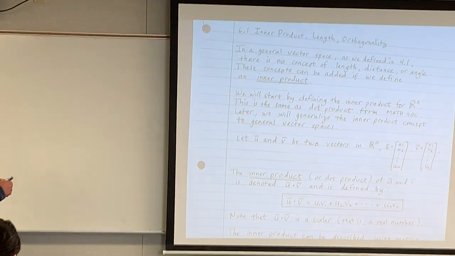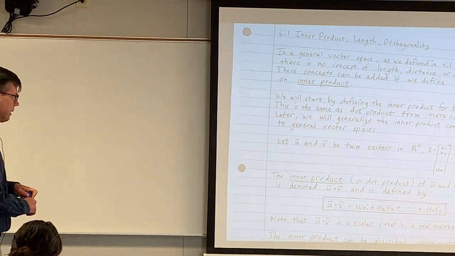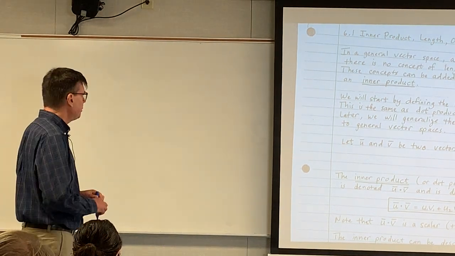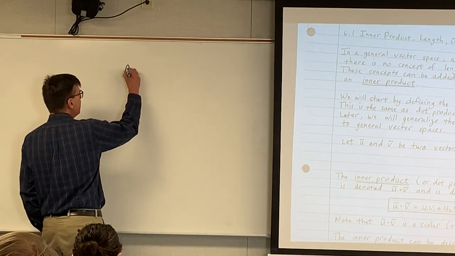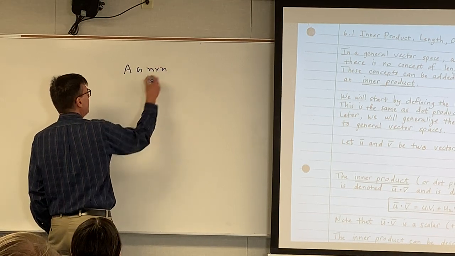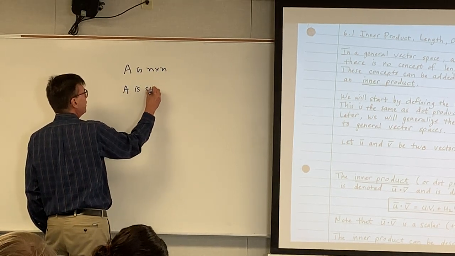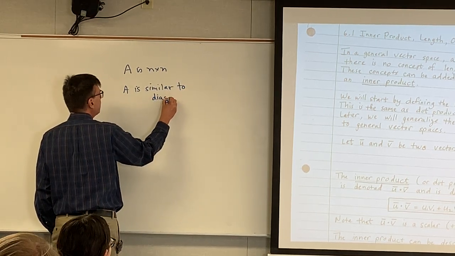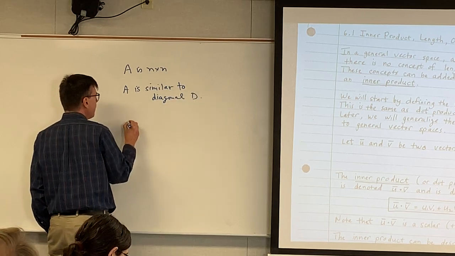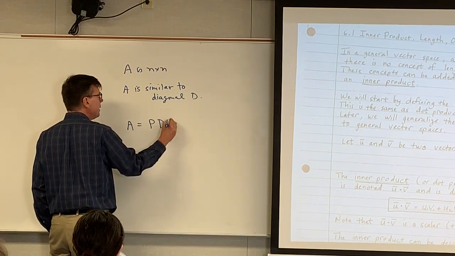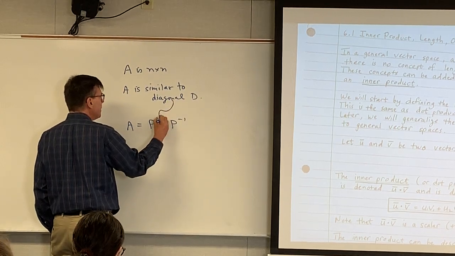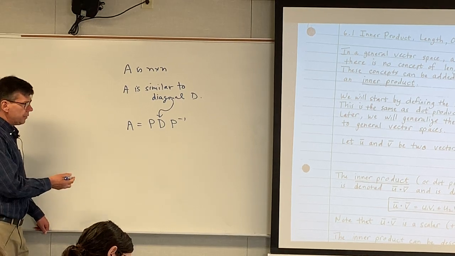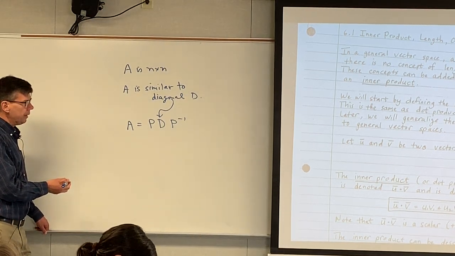But just before we do that, I kept saying I was going to give you a reason why somebody might care about matrices being similar to each other. So say A is n by n, and A is similar to a diagonal matrix D. So A is equal to P D P inverse, where D is a diagonal matrix. And so here's where this similarity type of thing comes in handy.